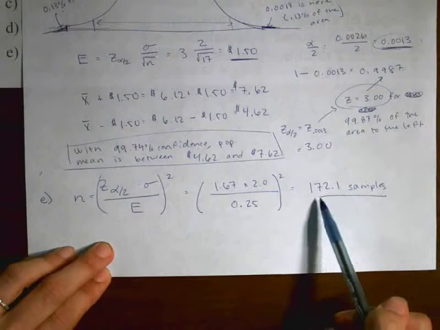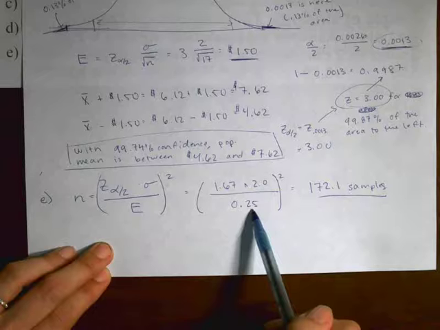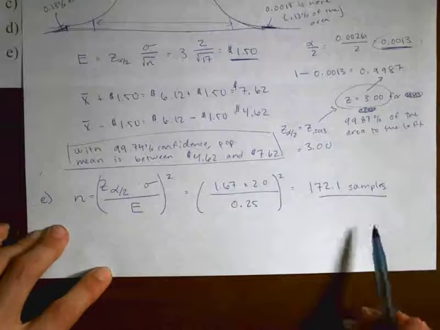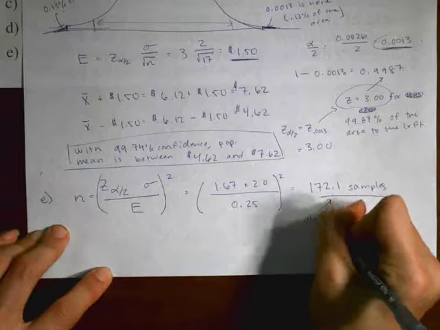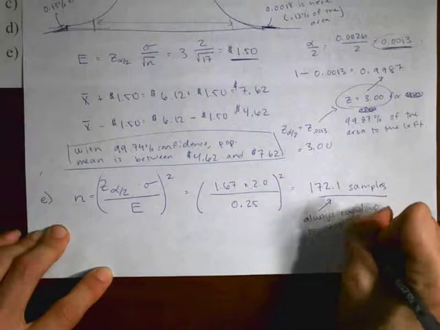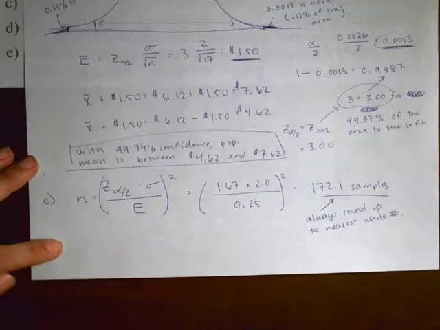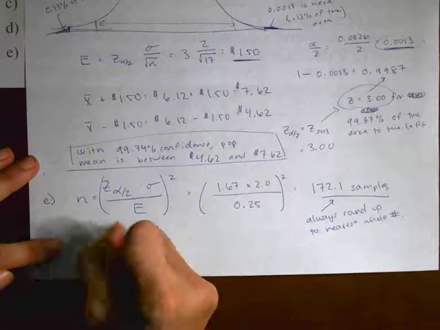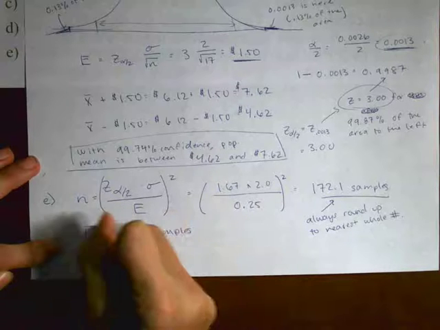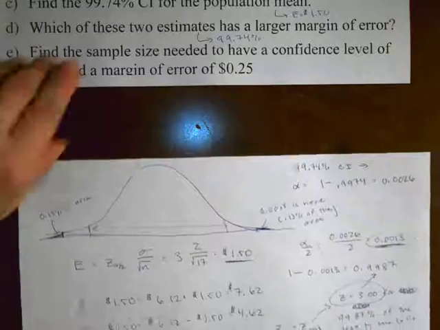This is a quite non-physical number. You can't have a non-whole number of samples. You always round this up to the next number. Even though this would round down to 172, we're going to round it up to 173 because 172 will give us a margin of error too big. So we always want to aim on the side of getting more samples instead of fewer samples. So we'll round this up, and we'll say that N equals 173 samples.